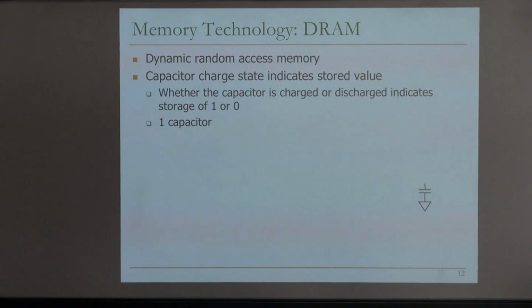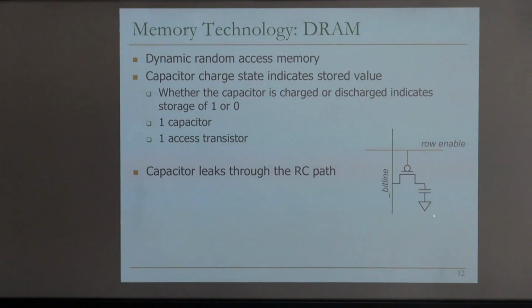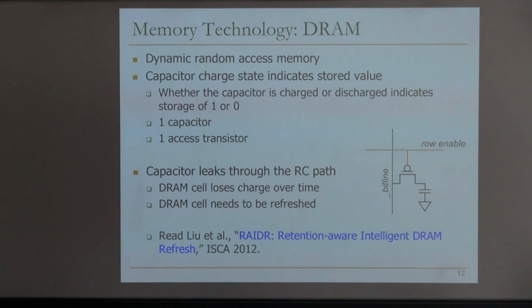We've talked about DRAM earlier, but this is essentially dynamic random access memory. You have a capacitor, that's the access storage device, as I mentioned. And you need to have an access device as well. In DRAM, it's the access transistor over here. Basically, you have one capacitor and one access transistor, and that's your DRAM cell. It's very compact, and we should look at the pictures of it later on, but you can actually make it really dense today. And one problem, as we discussed, is capacitor leaks through the RC path over here. As a result, the DRAM cell loses charge over time. It needs to be refreshed, and this is one of the readings for your homework one. So this is a fundamentally different technology than SRAM.